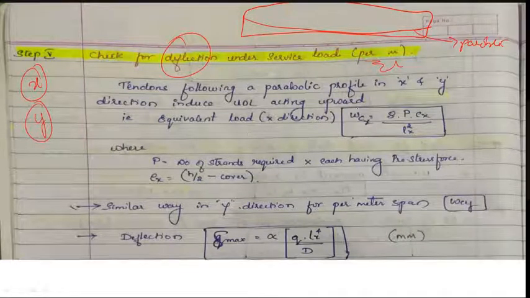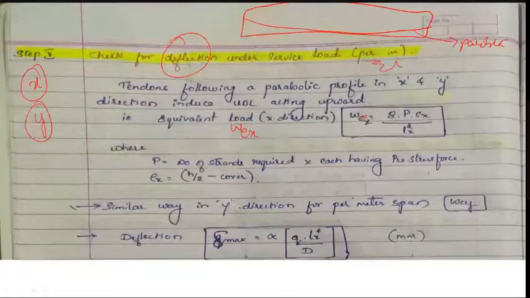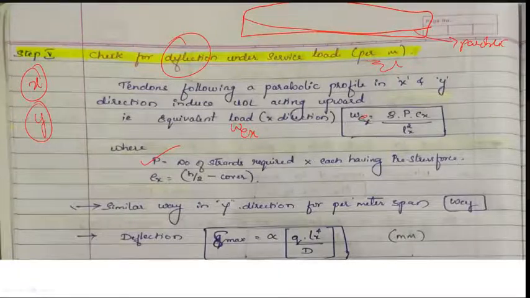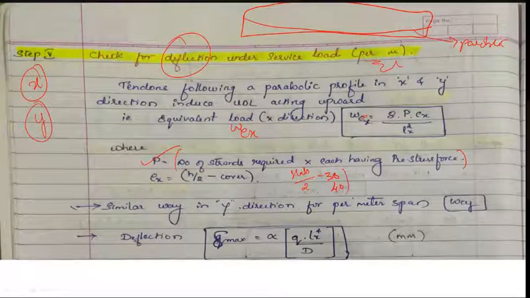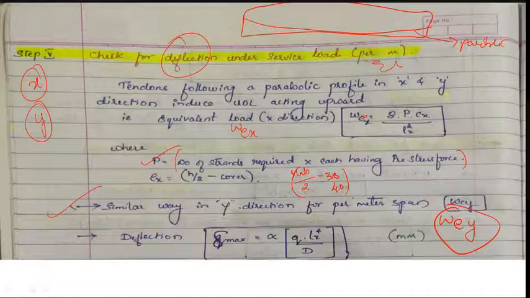So I want to determine the equivalent load in the x direction, that is WEX. So the formula is 8 into P EX upon L square. Where P is the number of strands required multiplied by each having the prestress. Then X will be given by half the slab depth minus cover. Slab depth divided by 2 minus cover, it may be 30 or 40. In the same way, similarly, determine in the y direction. Here you will get WEY, equivalent load in the y direction.